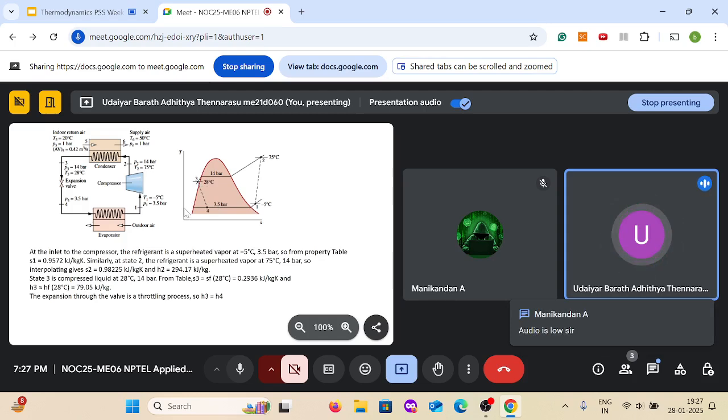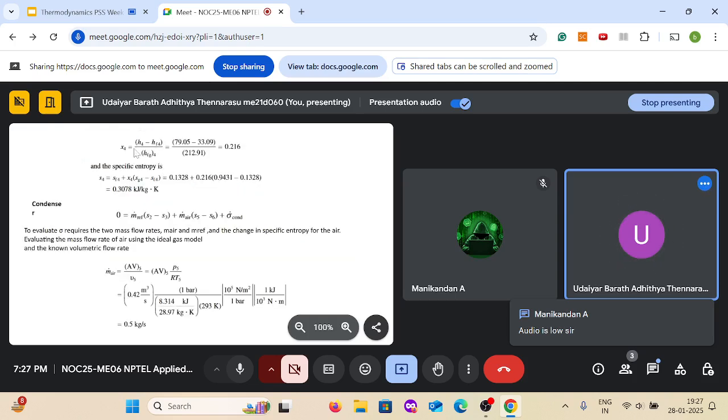Enthalpies. You know the saturated vapor and saturated liquid enthalpies, so you can find the vapor fraction here. So X4 is H4 minus Hf4, the saturated liquid, divided by the latent heat, saturated vapor minus saturated liquid. That gives you the vapor fraction of 0.216. Similarly, using this and your entropy of saturated vapor and liquid, you can find the entropy at state 4, which comes out to be 0.3078 kilojoule per kg Kelvin. So that is your entropy there.